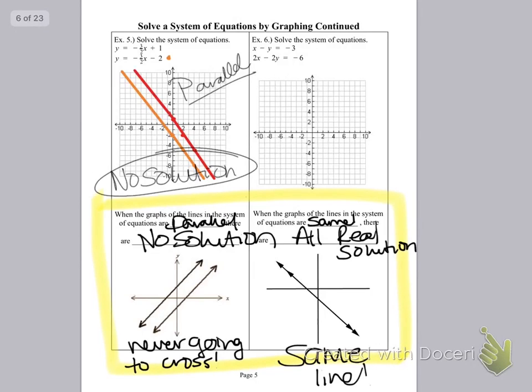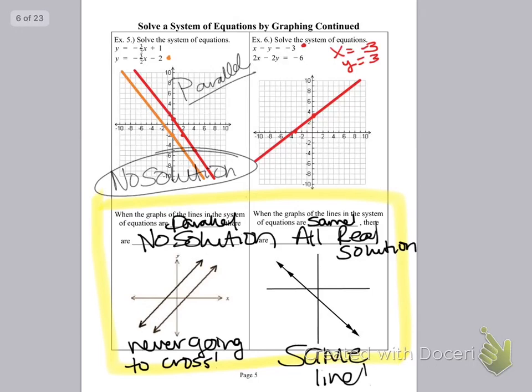But what about the second one? If we look at number 6, I'm going to solve this one by finding the x and y intercepts, because this one's a little easier that way. For our first equation, we have x equals negative 3 and y equals 3, because keep in mind we have a negative y equals negative 3, so those cancel out. So we have x at negative 3 and y at 3. Okay, so here's this line.